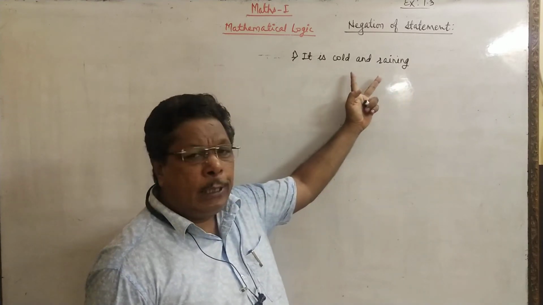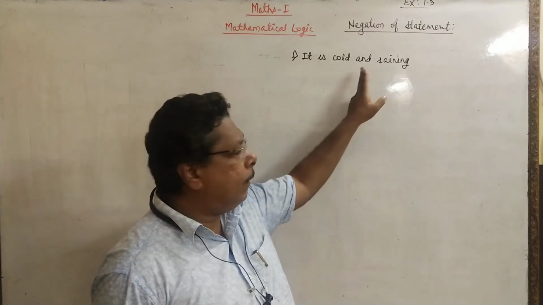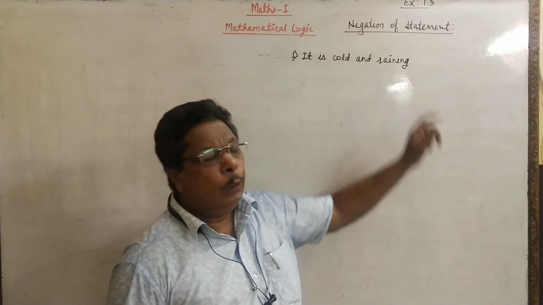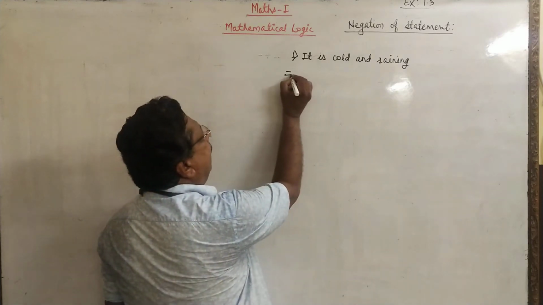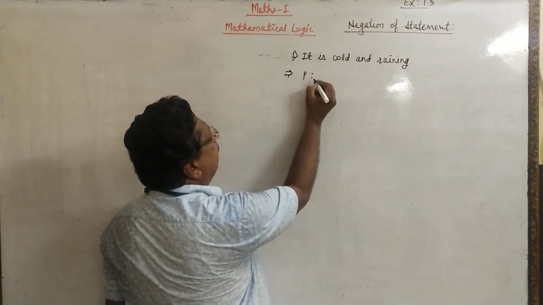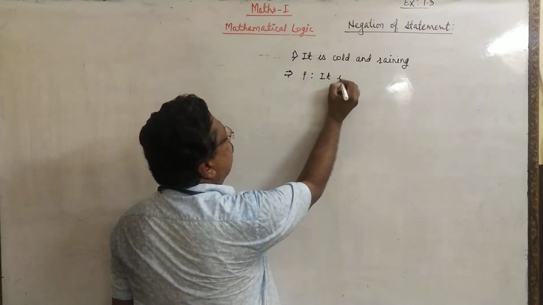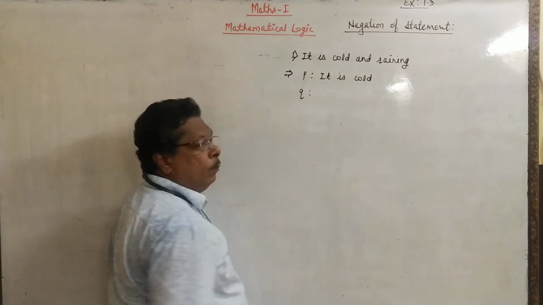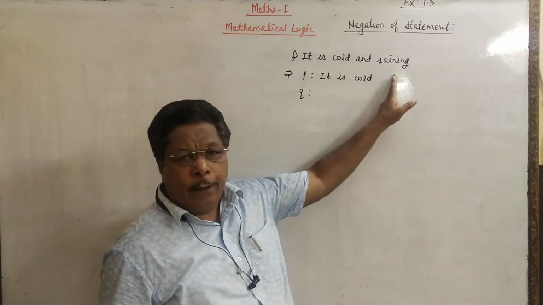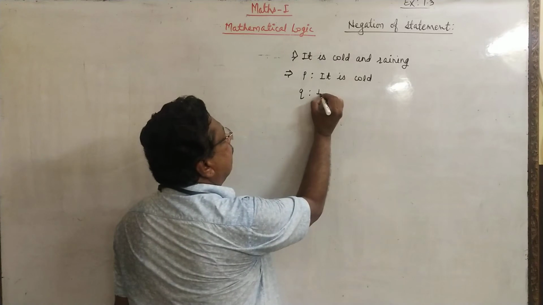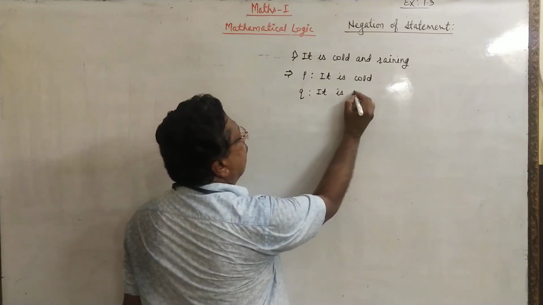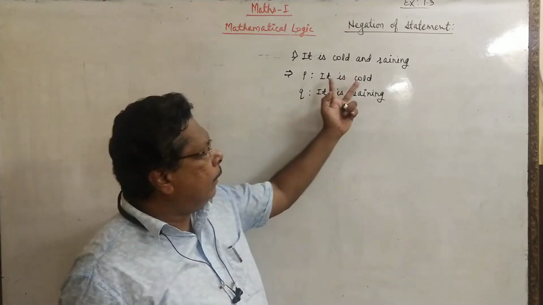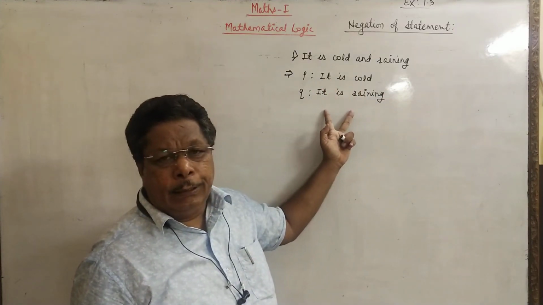Now here are the two statements. Two statements are joined by the connective and. First half part is P and second half part is Q. From this write down the statement P. What is the statement P? It is cold. Statement Q: it is raining. Statement P is it is cold. Statement Q is it is raining.